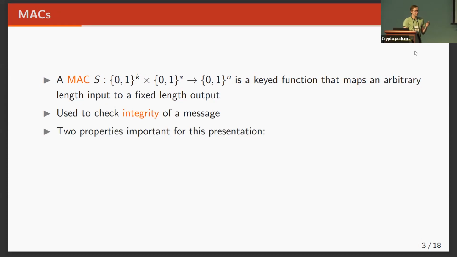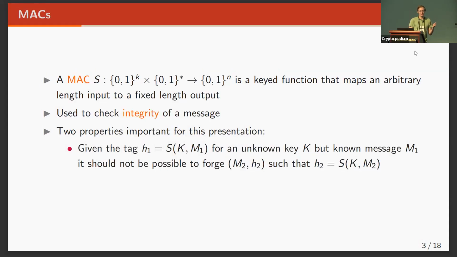And for this presentation, just two properties are important. The first one is that it should behave like an integrity check. So if we know a message M1 and the corresponding tag H1, then it should be difficult to forge a message, so to find another message M2 with the corresponding tag H1.